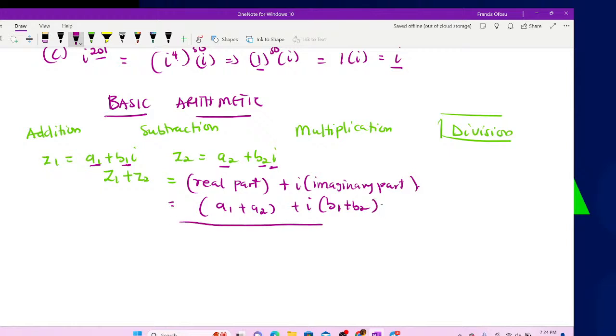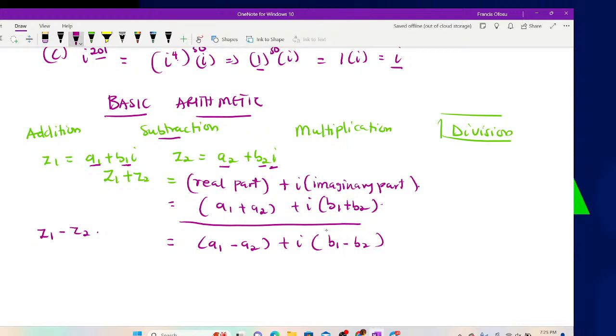And this gives us our sum of complex numbers. Let's take an example here. But before we take an example, let me show you how to express the subtraction. So our z1 minus z2 in this sense is simply equal to the opposite of what we have here. I'll have a1 minus a2 plus I open brackets b1 minus b2. And this is for subtraction of complex numbers.